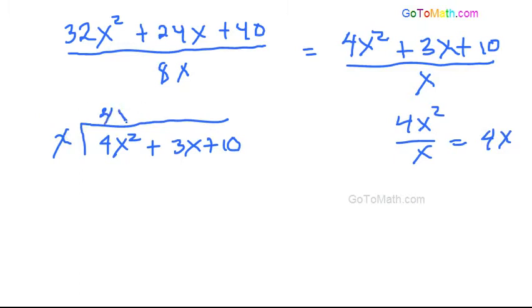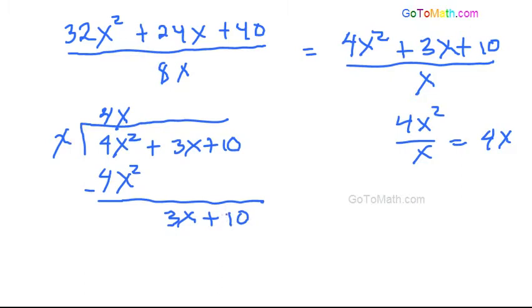So we're going to write 4x up here, and then what you want to do is multiply the 4x times the x, and so we end up with 4x squared. Let's draw a horizontal line. Then we take their difference and we get 0, but then just carry down the 3x plus 10. Okay, and then we do the same thing now.